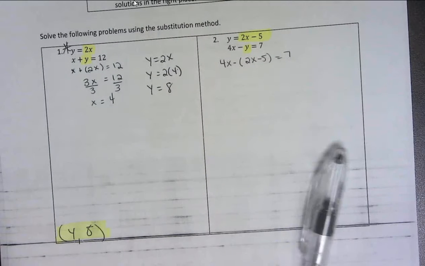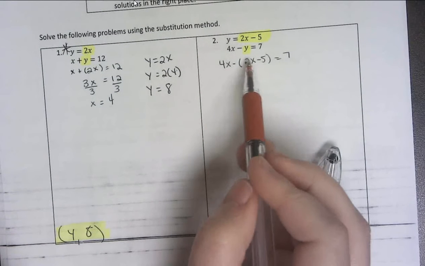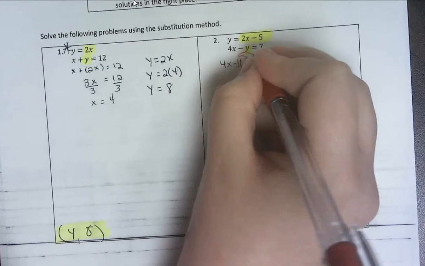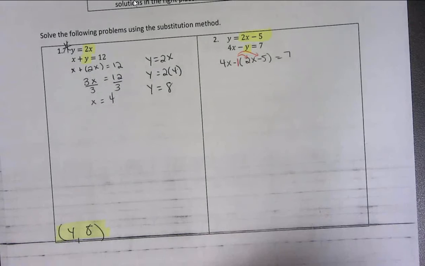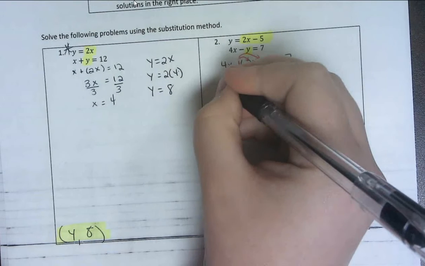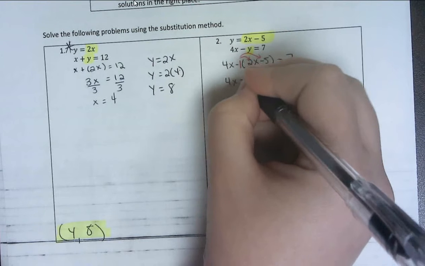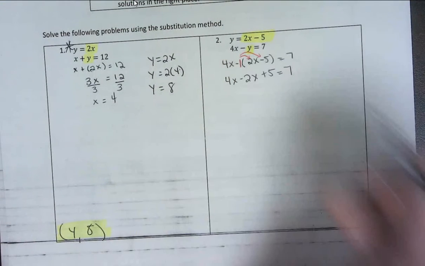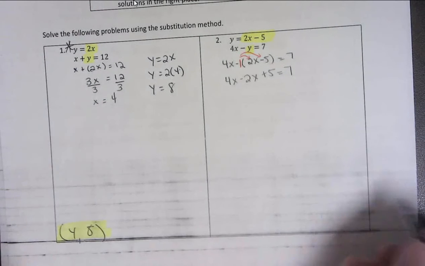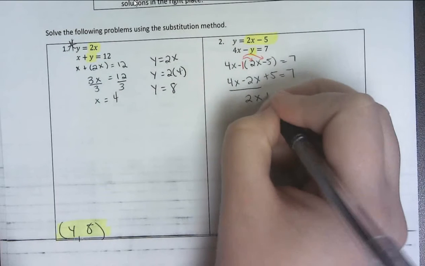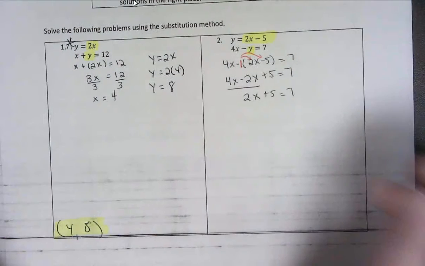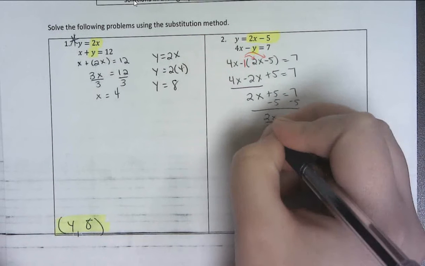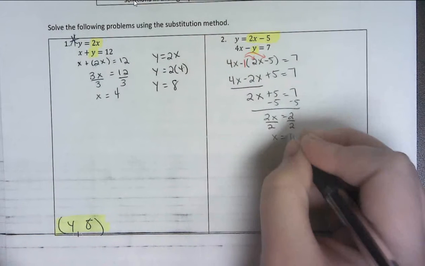So we have to remove this from the parentheses first. Guys, you can't combine those two terms, but there is a -1 that's being multiplied in front. So you do have to distribute here. So you end up with 4x minus 2x plus 5 equals 7. That's by distributing that -1. So now combine your like terms to get 2x plus 5 equals 7, minus 5 on both sides to get 2x equals 2, and then divide both sides by 2 to get x equals 1.